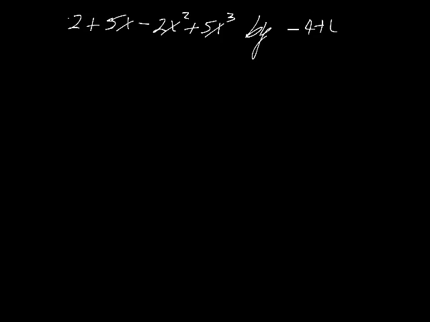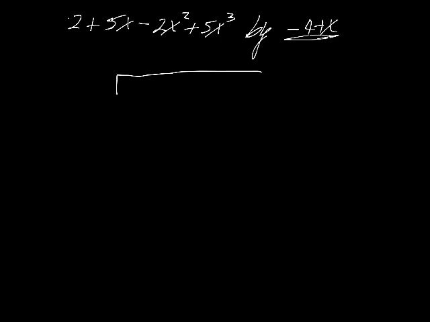16.3 says divide. We're going to divide 2 plus 5x minus 2x squared plus 5x cubed by negative 4 plus x. When it says by, the by is what goes outside of the division sign, and this will go inside the division sign.